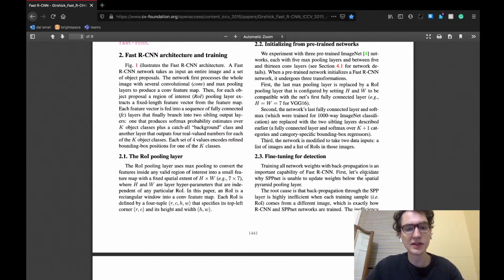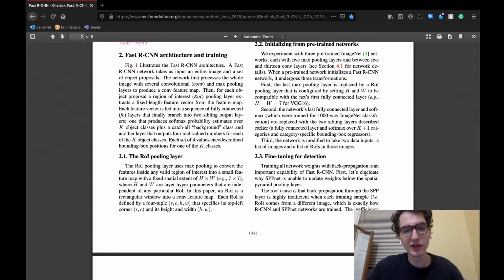Fast R-CNN takes the input of a single image, which it will be detecting upon, and a set of object proposals, which are proposed locations of objects it may detect. It roughly follows the following algorithm to process the detected images. So the first step is that the model will process the input image with convolutional layers and max pooling layers to produce a feature map.